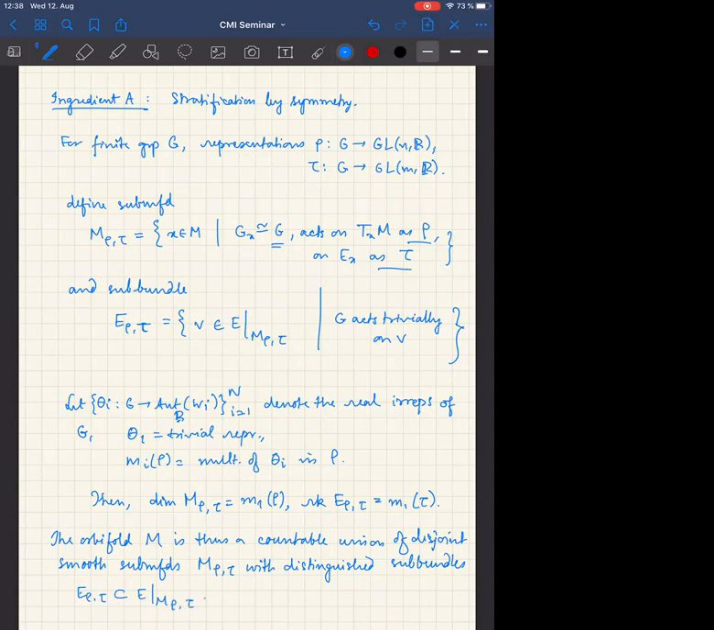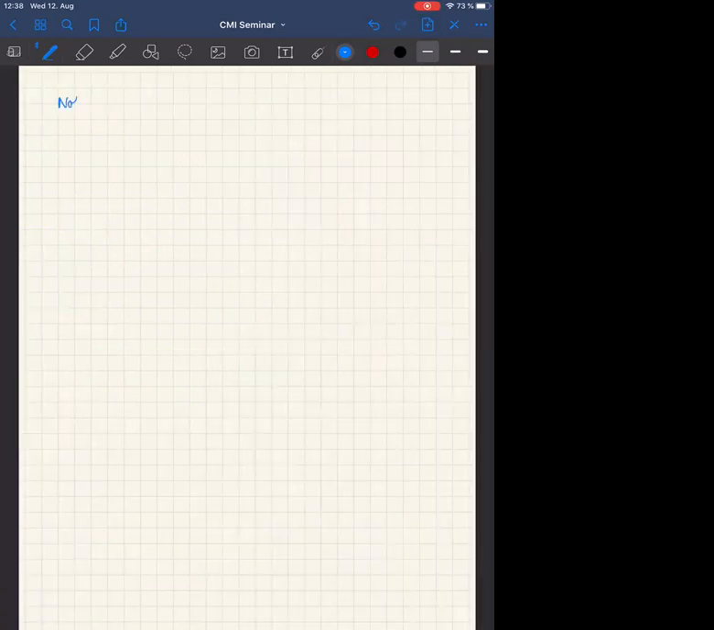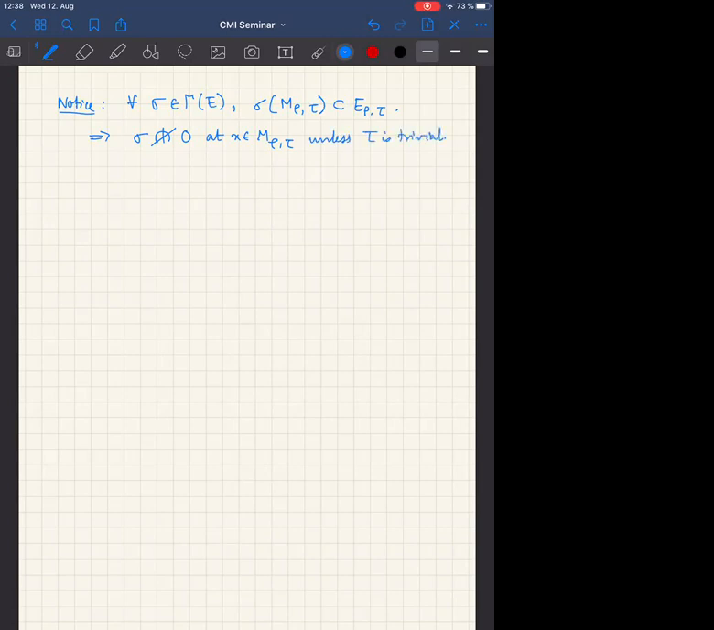Okay, and so let us make an observation that for all sections of my orbibundle, sigma of a particular submanifold always lies inside this subbundle over it. So yeah, and this means that sigma is not transversal to the zero section at a point unless tau is trivial.